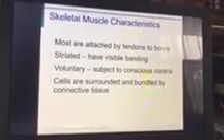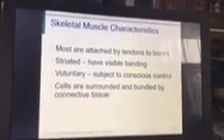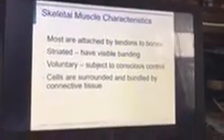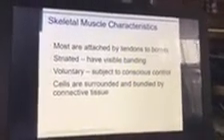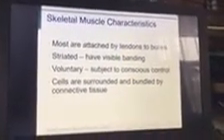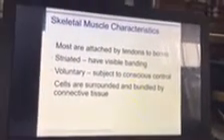Some skeletal muscle characteristics: most are attached by tendons to bones. They are striated, which means they have visible banding and resemble lines. They are voluntary, subject to conscious control, meaning we have control of their actions. And cells are surrounded and bundled by connective tissues.